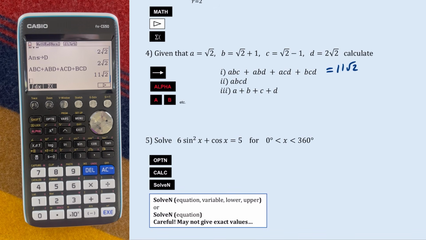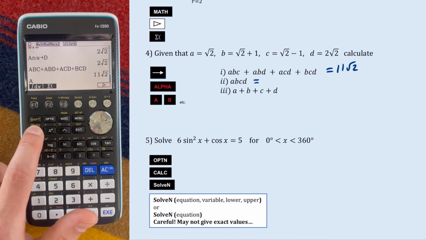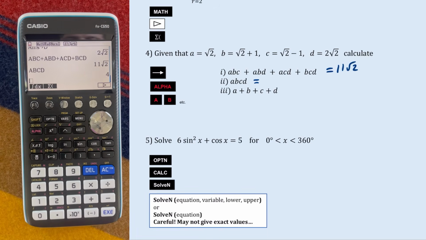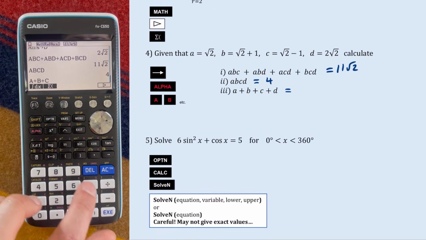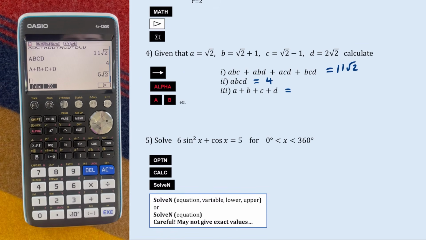Now, if you do further maths, you'll find this particularly useful for when you do roots of polynomials. So I'm now just going to multiply all of them together. So I can just do A, B, C, D. We come up with the answer 4. And then I'm going to add them all together. A plus B plus C plus D. And we get the answer 5 root 2.